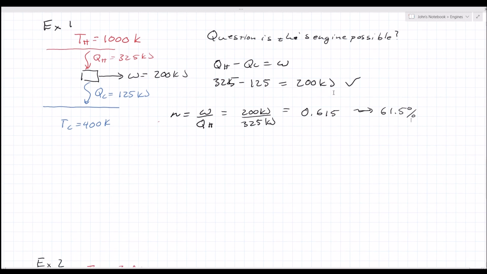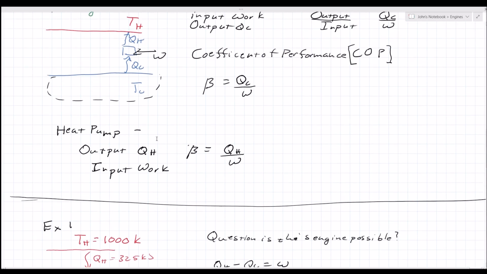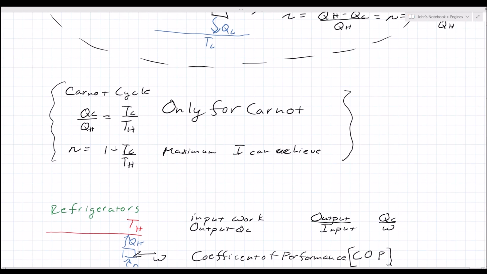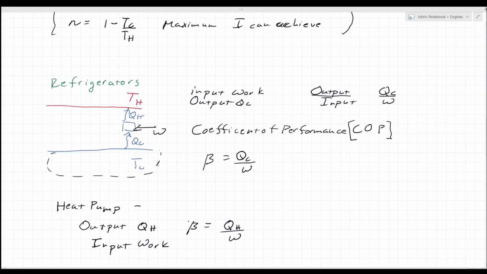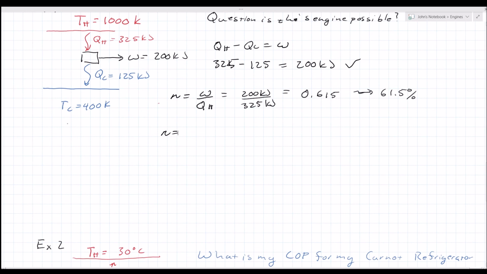Okay, so that's the efficiency of this engine. So what if it was a Carnot? Well, if you recall from above, the efficiency of a Carnot engine is 1 minus the ratio of the temperatures. So I have 1 minus T low over T high. This is equal to 1 minus 400 over 1000, which is equal to 1 minus 0.4, which is equal to 0.6, which is 60% efficient.